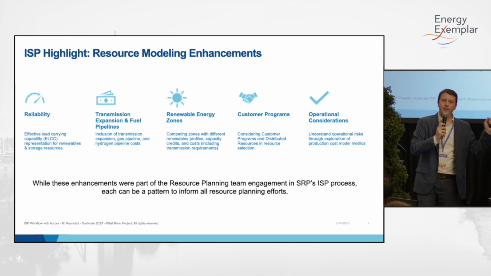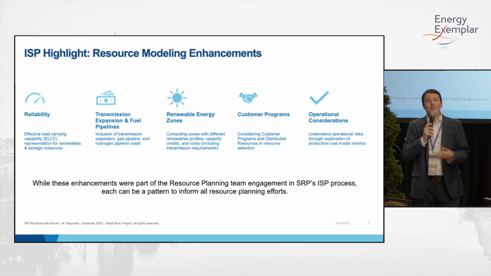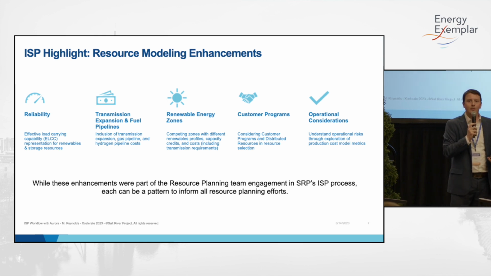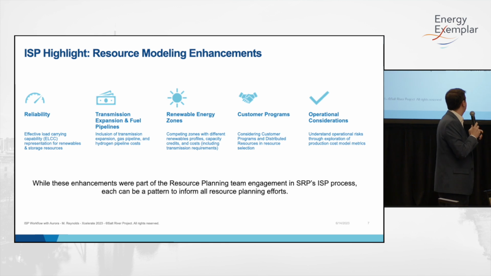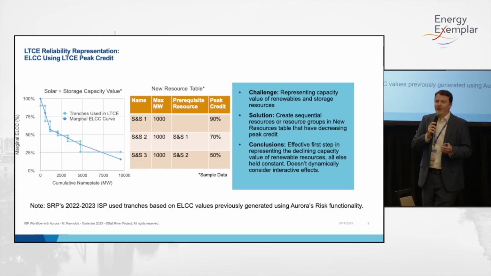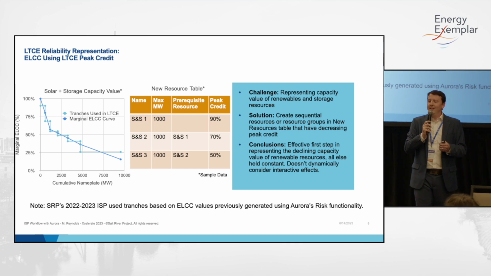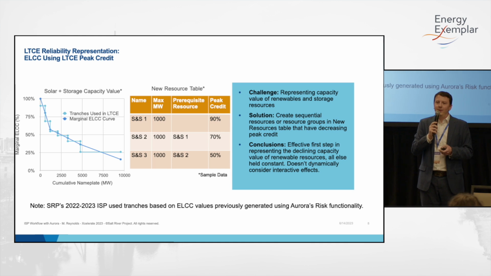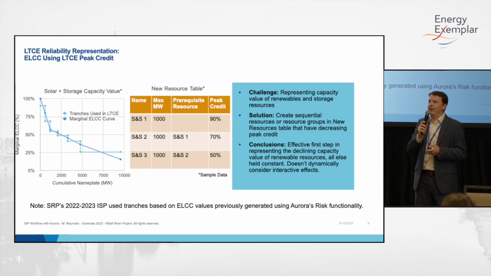We think that while these were important for us in this process, if you're not doing integrated system planning, these are all opportunities that could be relevant in your integrated resource planning processes as well. So the first one is reliability. As I mentioned before, beginning in 2017 or 18, whichever year that was, we've been doing risk modeling in Aurora, and we've expanded our capabilities there and also looking at other opportunities.